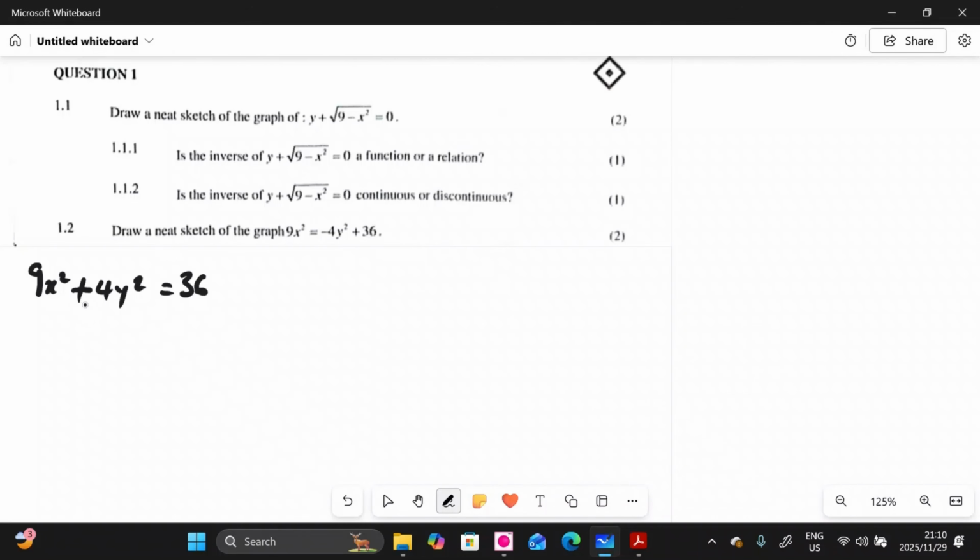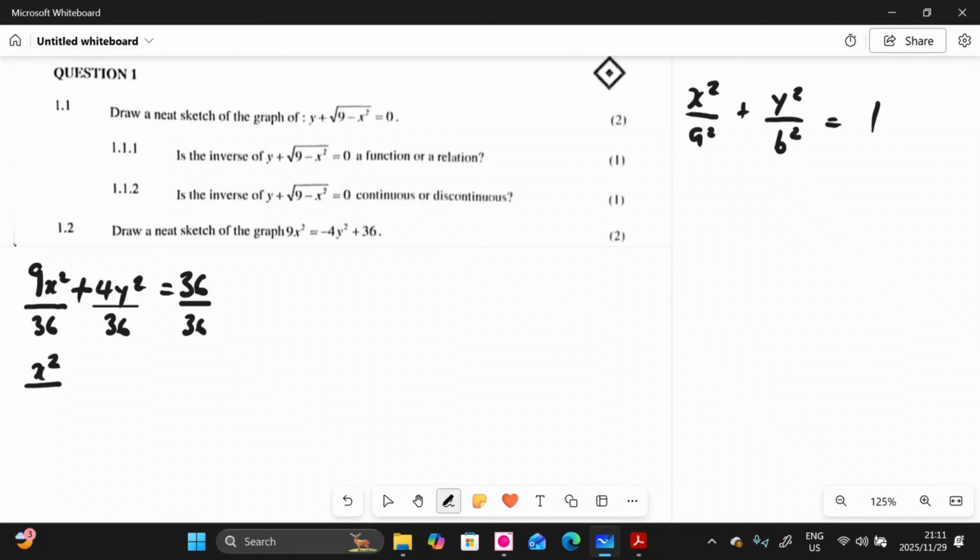Now, when it's like this, it looks like something that you are familiar with, which is an ellipse, right? Remember, let me just write the formula here for an ellipse. Ellipse is like this. You have x squared divided by a squared plus y squared divided by b squared. This is equal to 1, right? As you can see, we do not have the 1 there. So we need to make it equal to 1. When you do that, we must divide by 36 throughout all the terms there. We divide by 36, divide by 36.